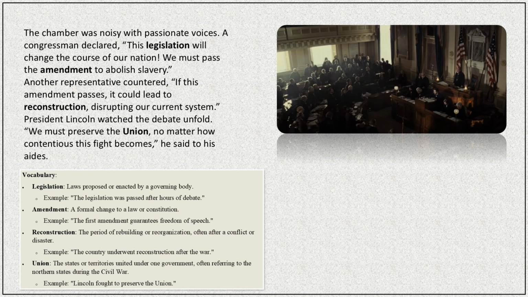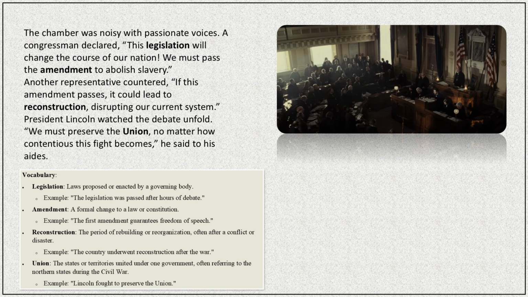Let's look at the new vocabulary we have learnt. Legislation. This means laws proposed or enacted by a governing body. The legislation was passed after hours of debate. Amendment. This means a formal change to a law or constitution. The First Amendment guarantees freedom of speech.